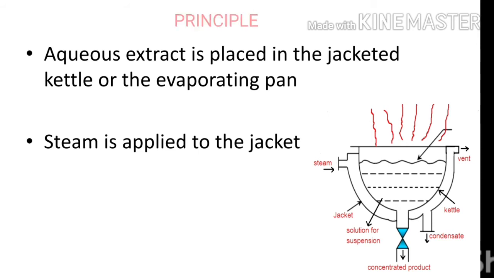First of all, we have to place the sample inside the steam jacketed kettle. Then we have to apply steam by conduction and convection mechanism. The material which is present inside the kettle absorbs heat from the steam, and then the solvent which is present in the aqueous extract starts to evaporate. Finally, we get the concentrated product at the bottom of the kettle and we can simply collect that through the concentrated product outlet. So here the heat transfer mechanism is conduction and convection. This is the simple principle that is involved in steam jacketed kettle.